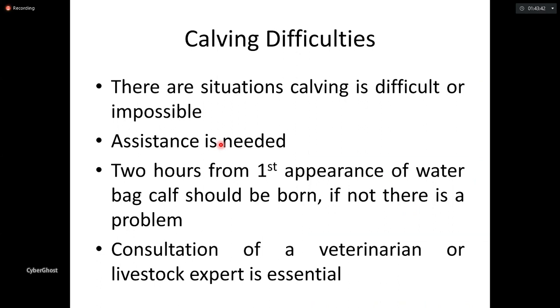In those situations, what we have to do is provide some assistance to the mother cow, right? First we see the appearance of the water bag. Once we see the appearance of the water bag through the vulva or the vagina, within the next 1-2 hours they should be able to give birth to the young one, right? If we do not see the young one being born even after 2 hours of seeing the water bag, which means there is a problem, right?